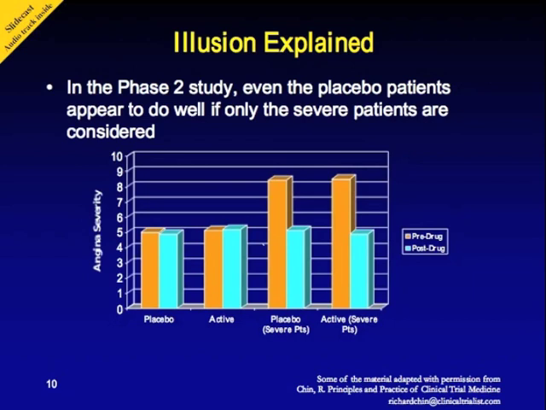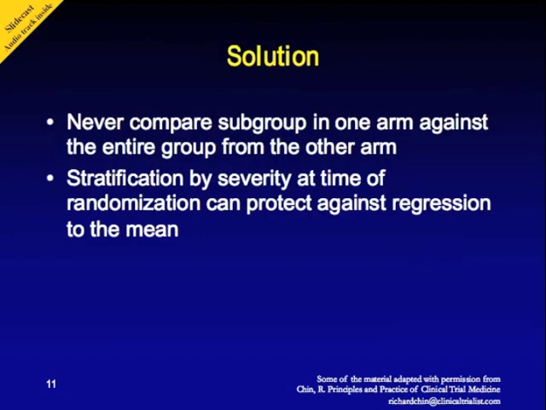So what can you do about this? Well, you should never compare just a subgroup from one of the dose groups against anything other than the same subgroup from another arm. And you can also stratify by severity, or another factor, if you really think that that particular factor is going to make a difference in terms of how the patients respond. And that can protect against regression to the mean, as well as some of the other illusions that I'll talk about a little later on.